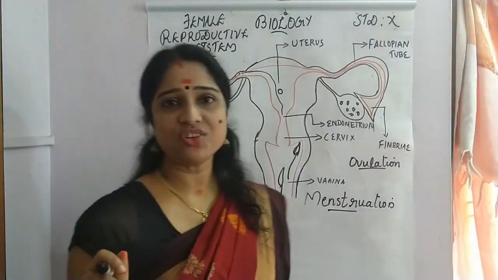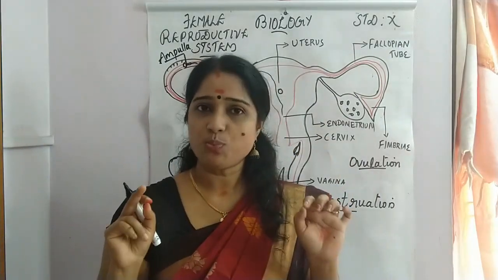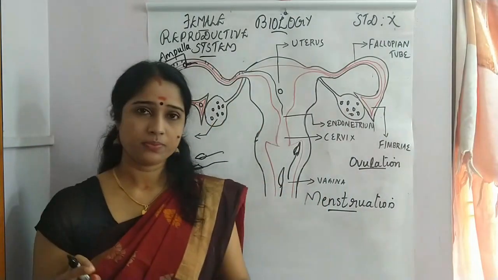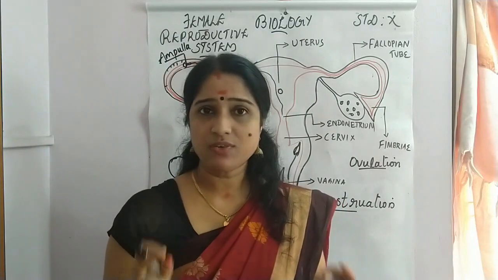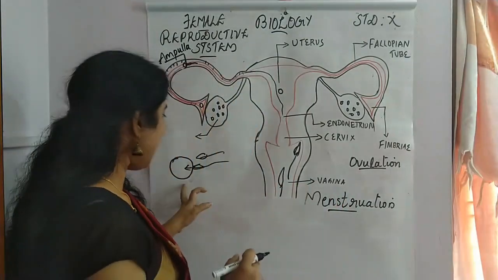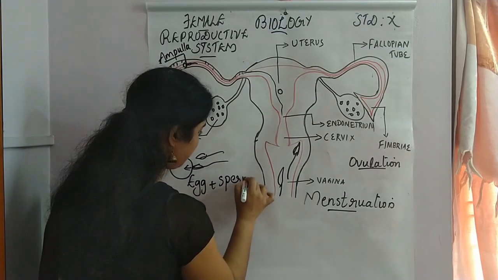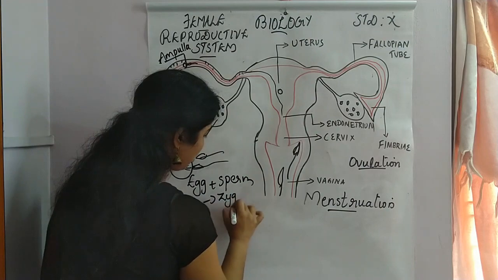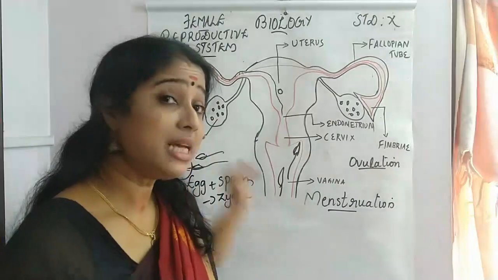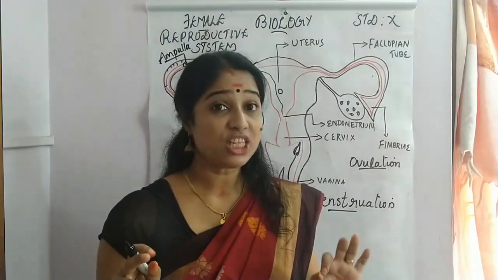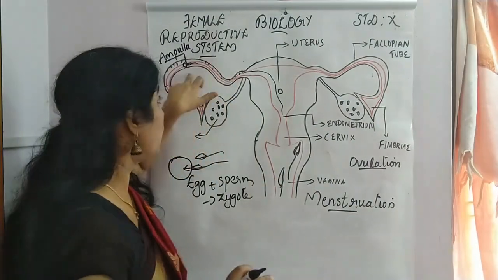So where does the fertilization take place? It doesn't take place in the uterus. Fertilization takes place in the fallopian tube. That's a very, very important 1 mark question. What is fertilization? Fusion of the egg and the sperm to form the zygote, that is fertilization. And where does the fertilization take place? It takes place in the fallopian tube. You should write fallopian tube.